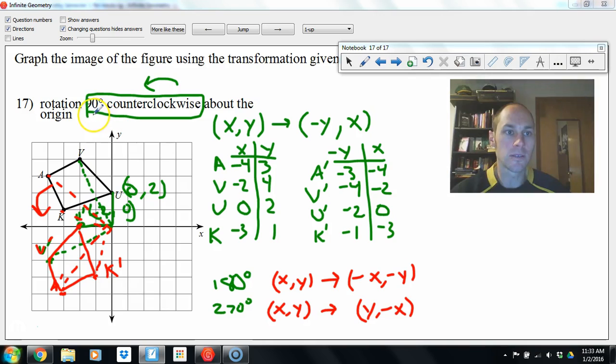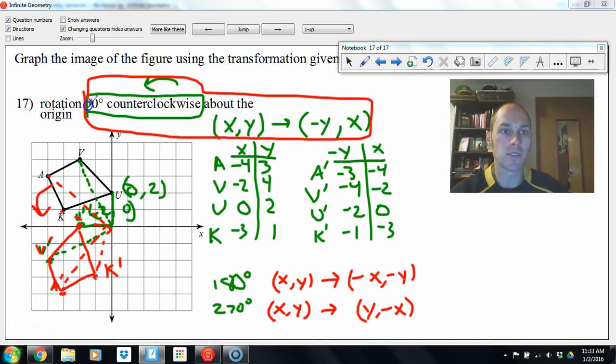Down here are the rules. So this is a 90-degree counterclockwise rotation: (x, y) arrow (-y, x). For a 180-degree rotation, the x and y both become opposites. For 270, and these are all counterclockwise, (x, y) arrow (y, -x). So you might want to remember those rules if you want to use the coordinate rules for those.